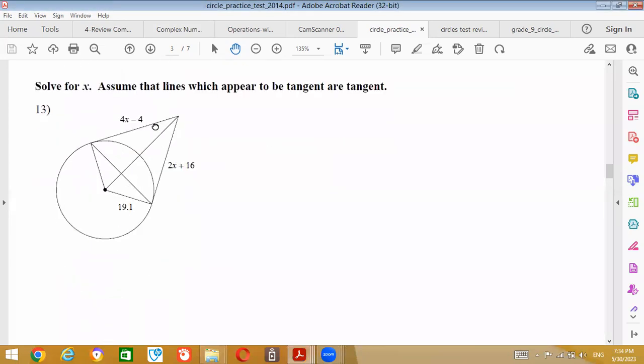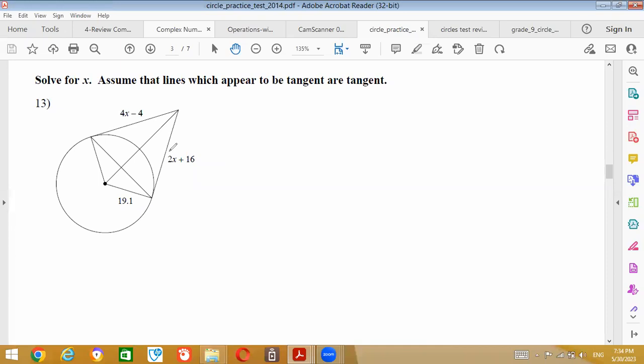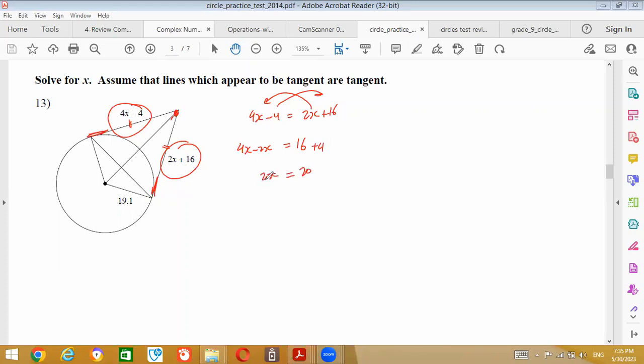And the next one, solve for x. This equals this because this is a tangent and this is a tangent, and the two tangent segments, if they intersect outside the circle, are equal in length. So you make 4x minus 4 equals 2x plus 16, and then solve the equation. You will combine the like terms. 2x will go to the other side with negative sign, 4x minus 2x, and here 16 plus 4, because negative 4 will be positive 4. This will be 20, and this will be 2x, divided by 2, so x equals 10.